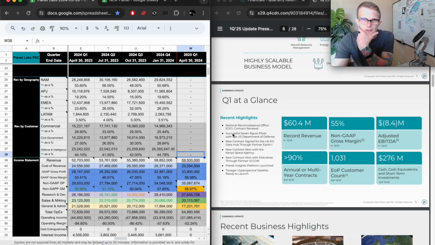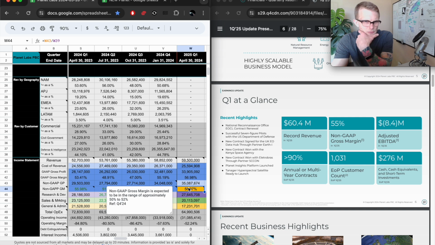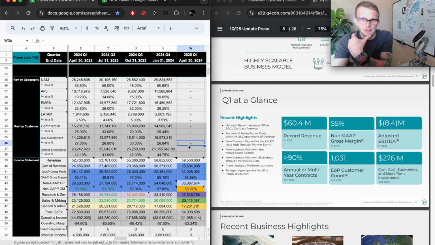All right, so Q1 at a glance, we had $60.4 million. That's record revenue. That was guided to be $58 to $61 million. Next, we have the non-GAAP gross margin. That was guided to be 50% to 52%. Nice. What else do we have?